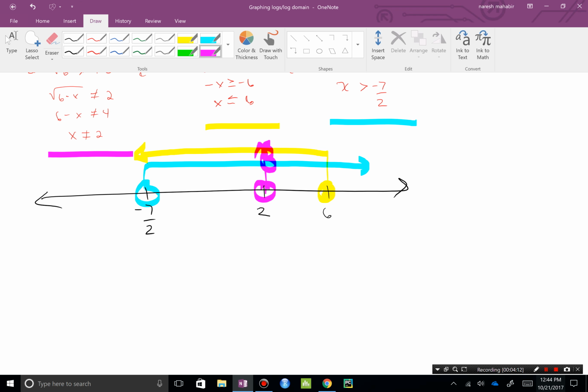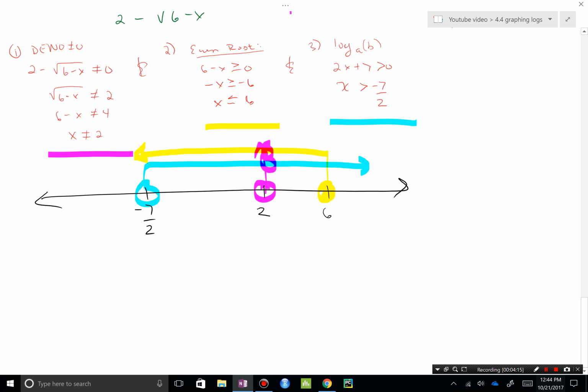So, moral of the story, what is this going to look like when it's all said and done? It'll look like something like this. Negative 7 over 2 and 6. I can have 6. I can't have negative 7 over 2, and I can't have 2. 7 over 2 said everything bigger. 6 said everything less than. Can't have 2. So this is my domain for part A.